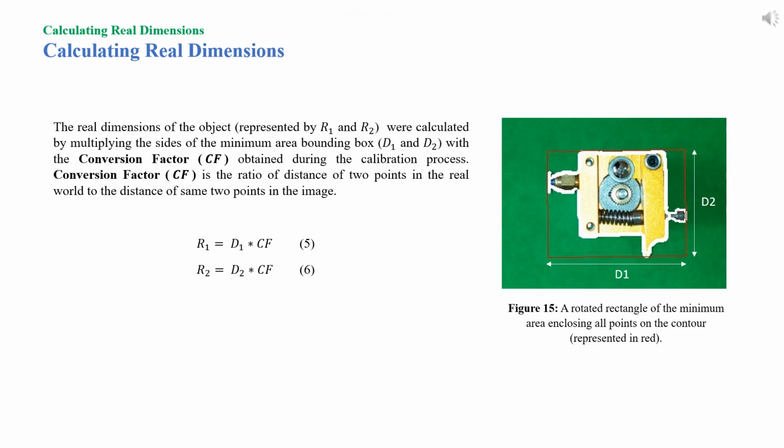The real dimensions of the object, represented by R1 and R2, were calculated by multiplying the sides of the minimum area bounding box, represented by D1 and D2, with the conversion factor obtained during the calibration process. Conversion factor is the ratio of the distance of two points in the real world to the distance of the same 2 points in the image. Equation 5 and 6 depict this formally.